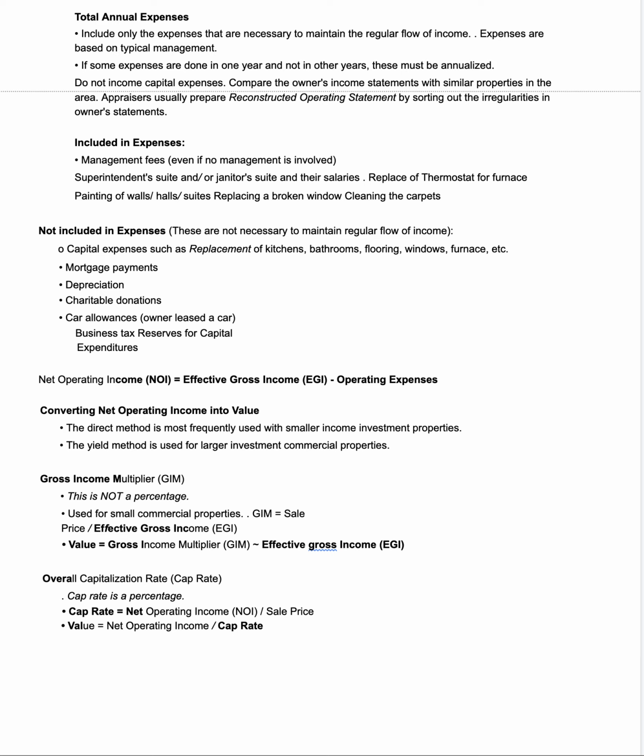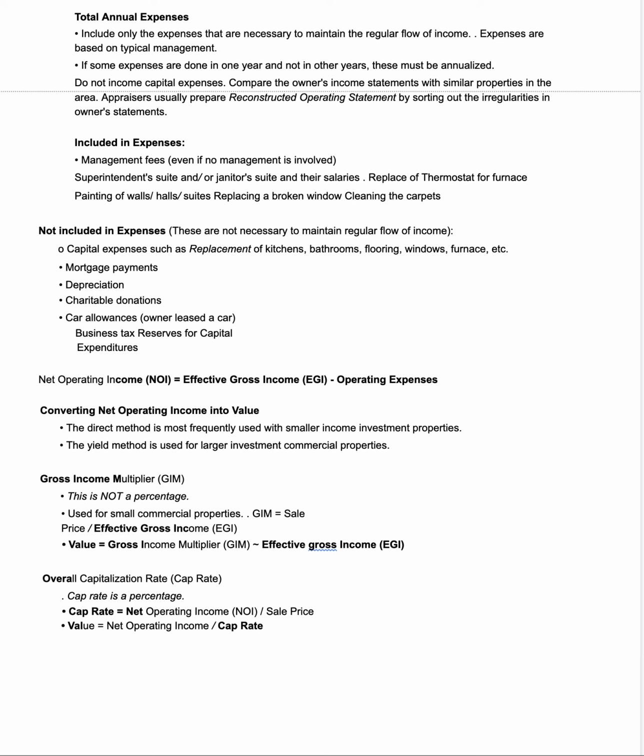So, for example, say a subject property has an effective gross income of $100,000. A comparable sale with an effective gross income of $100,000 is located. The comparable sold for $700,000. So the gross income multiplier would be the sale price of $700,000 divided by the gross income of $100,000, which is 7. The same gross income multiplier can be used here. So the gross income multiplier times the effective gross income is equal to $700K, which is the value of the subject.